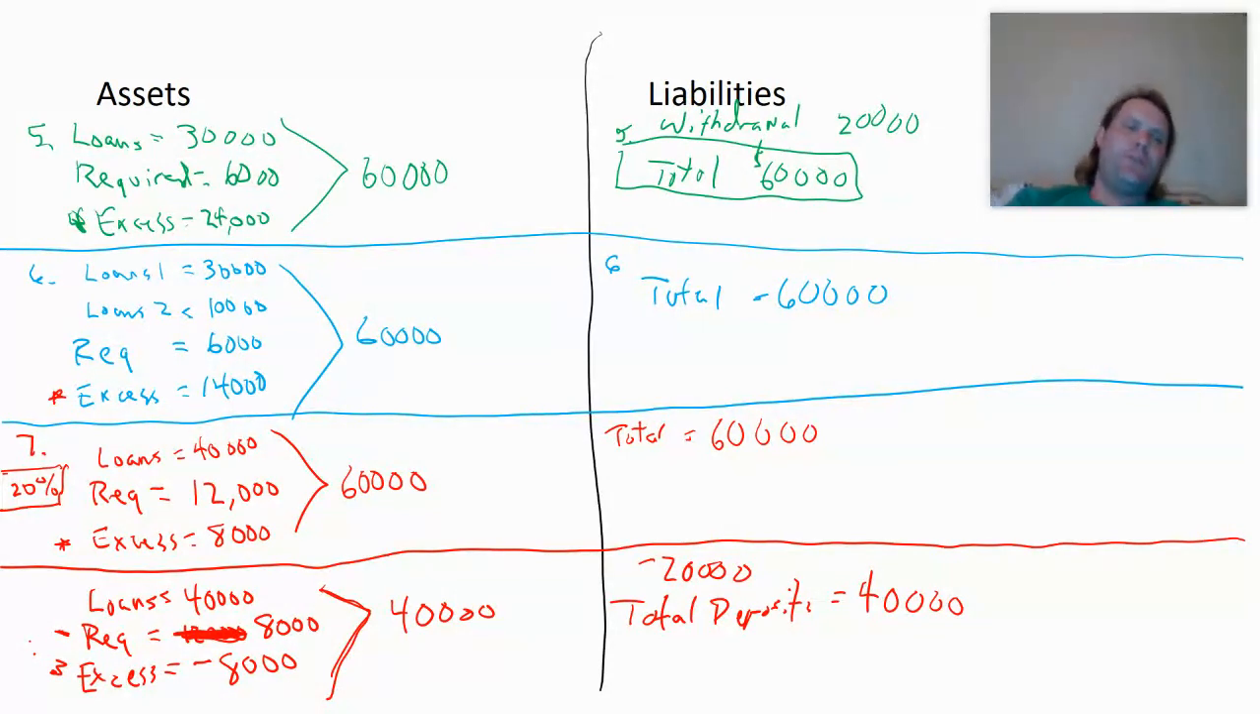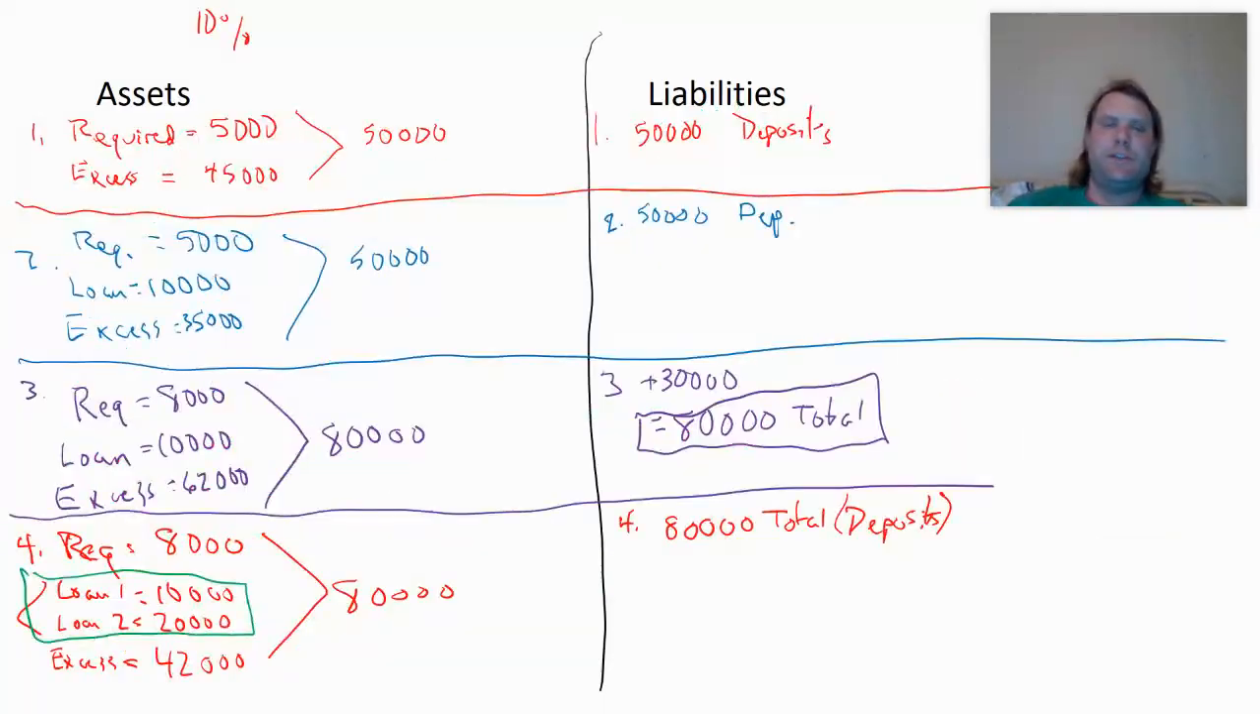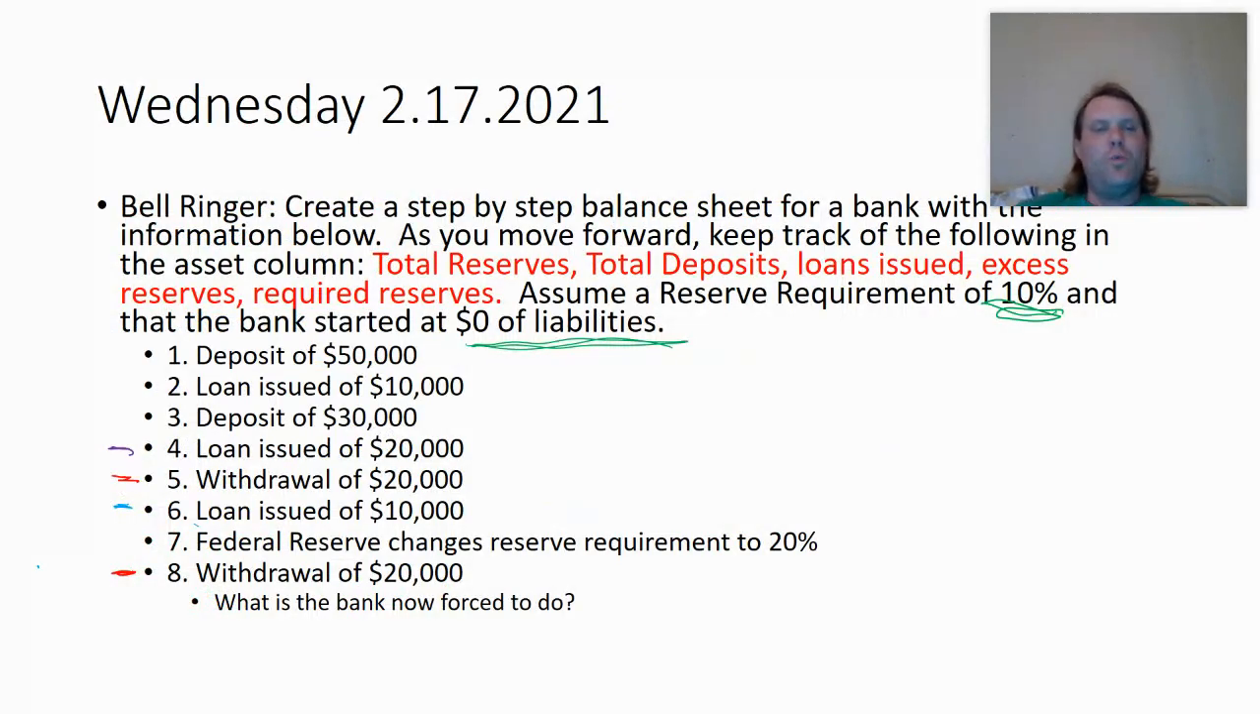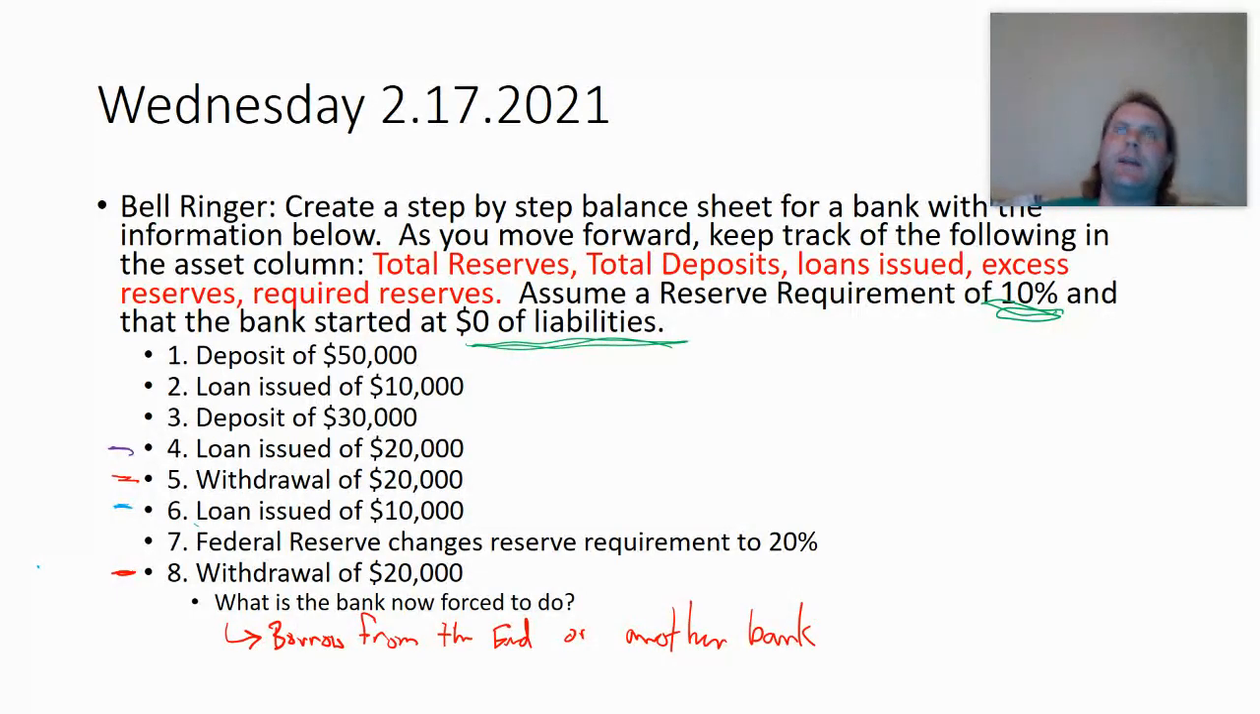So what are the options for the bank if they get into this situation? That's our last part of our problem here. What is the bank now forced to do? Well, when they don't have the money to cover their required reserves, they must borrow from either the Fed or another bank. That's your prime rate, your federal funds rate. That's that second of the 3 ways that the Federal Reserve makes sure that banks are following rules, right?